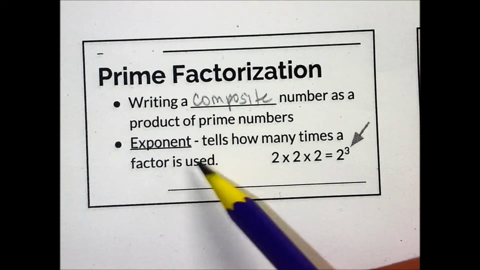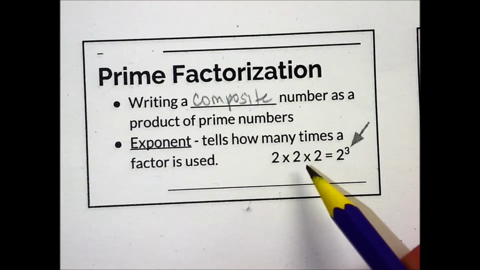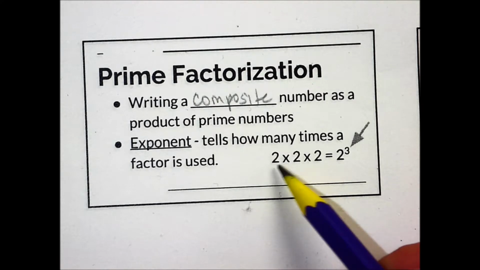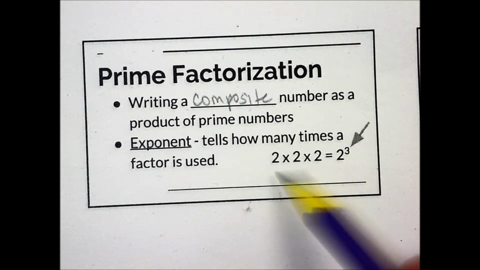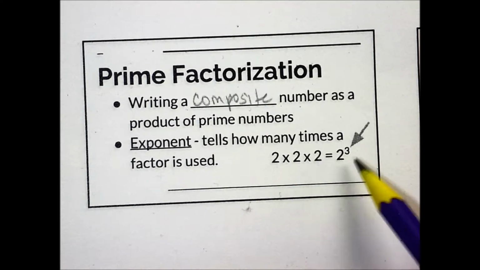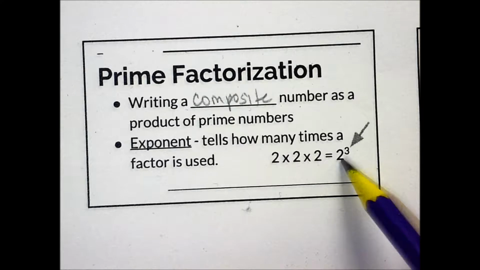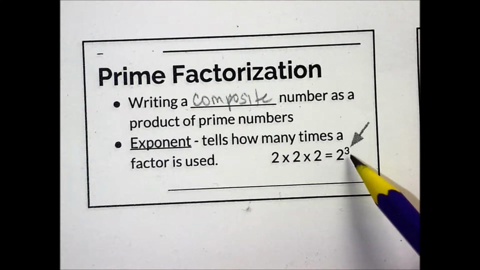Sometimes today when we find our prime factorization, we will see some numbers repeated. We're going to make sure we learn to use an exponent to show these repeating numbers. 2 times 2 times 2 can be written as 2 to the third power. We could also call that 2 cubed.